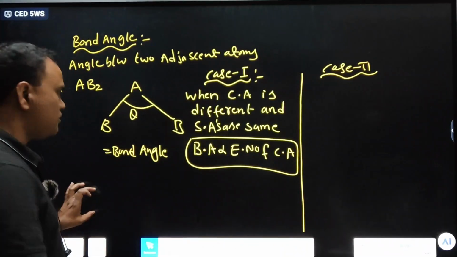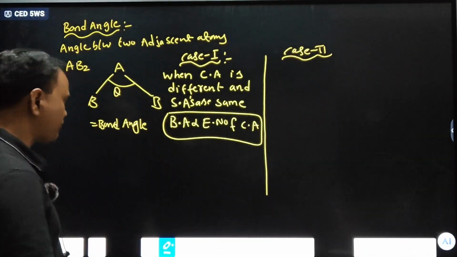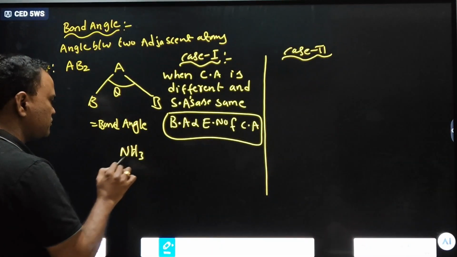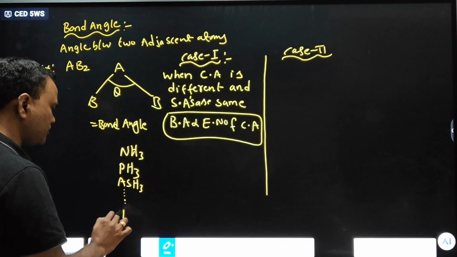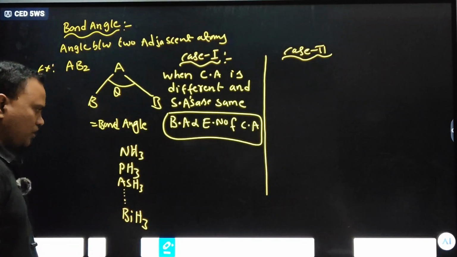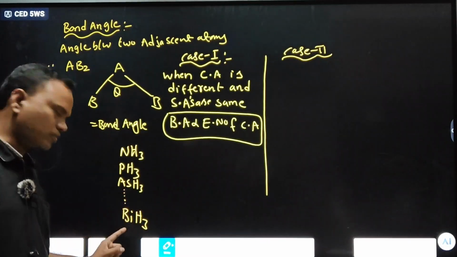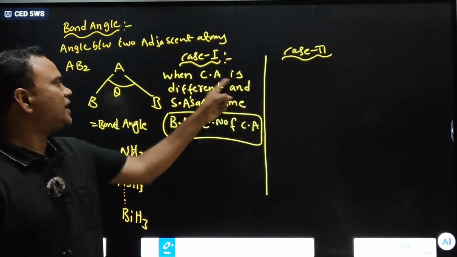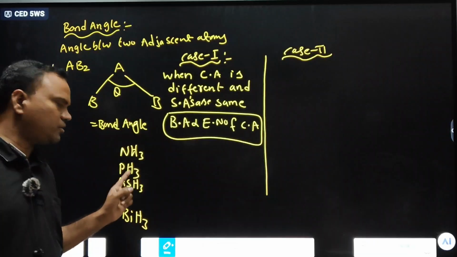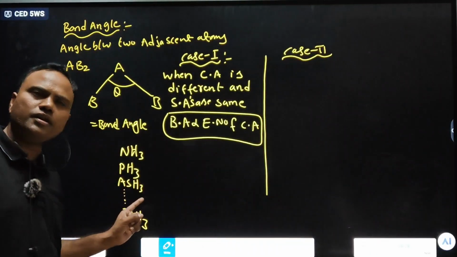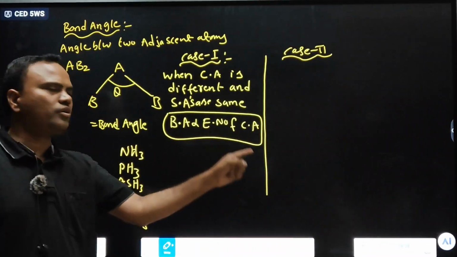Once look at this. NH3, PH3, arsenic, and so on, antimony, bismuth. You tell me. Here the central atom is nitrogen, phosphorus, arsenic, and so on, bismuth. Is the central atom different or not? Different only. What is the surrounding atom here? Hydrogen. Surrounding atom is the same. Then bond angle is directly proportional to the electronegativity of the central atom.